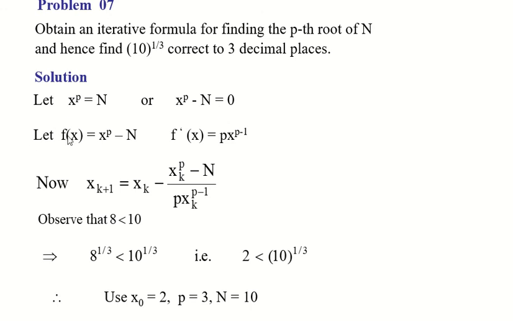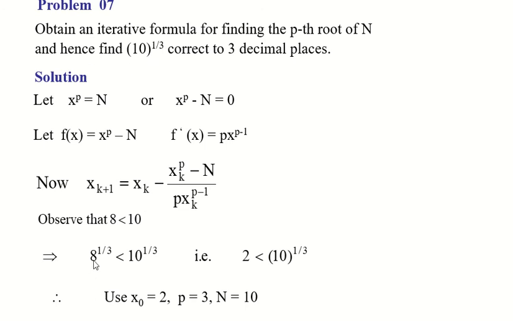So you take f of x as x to the power p minus n. f dash of x is p into x power p minus 1. Use the Newton-Raphson formula: xk plus 1 is equal to xk minus (xk to the power p minus n) divided by p into xk to the power p minus 1. This is the iterative formula for finding the pth root of n. You need not simplify here. So the question is hence find 10 to the power 1 by 3.